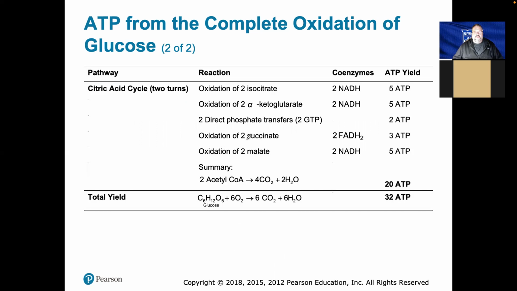And then here, the citric acid cycle, I would probably remember oxidation of 2 isocitrate gives you 2 NADH. Oxidation of 2 alpha-ketoglutarate gives you 2 NADH. 2 direct phosphate transfers, 2 GTP. Oxidation of 2 succinate, 2 FADH. Oxidation of 2 malates, 2 NADH. And then the corresponding ATP numbers. Add those all up. One molecule of glucose is going to generate 32 molecules of ATP.